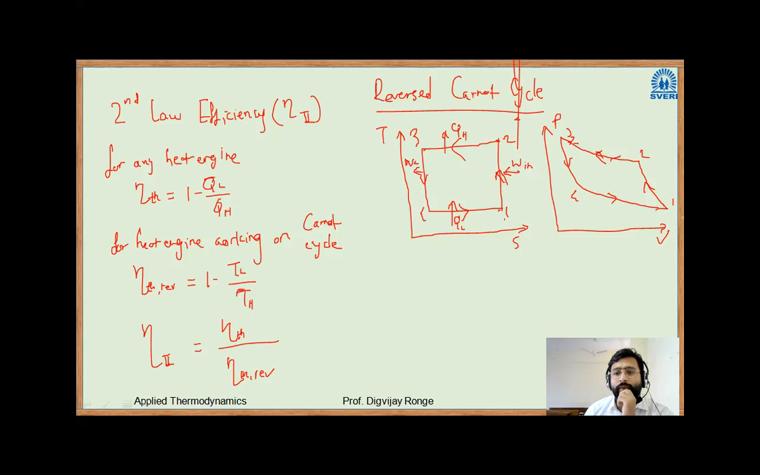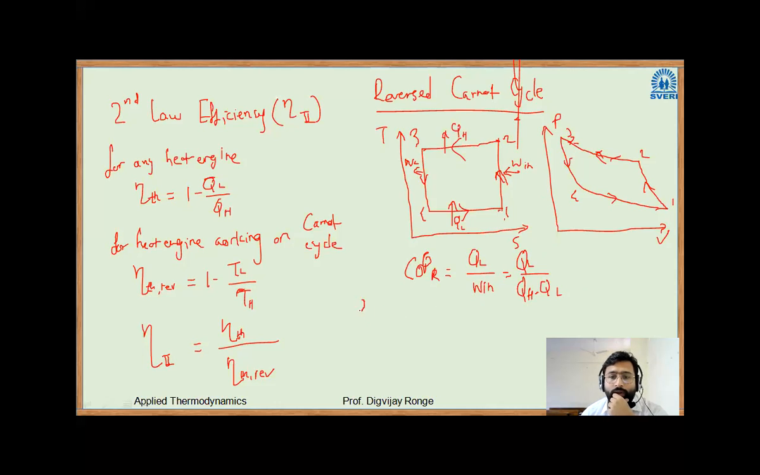Similarly, here we have the PV diagram, here it is the TS diagram. Now, normally, what is the COP of a refrigerator? COP of any refrigerator is equal to QL divided by W in, or we write it as QL divided by QH minus QL.